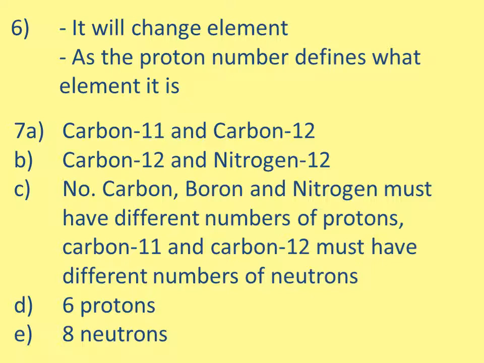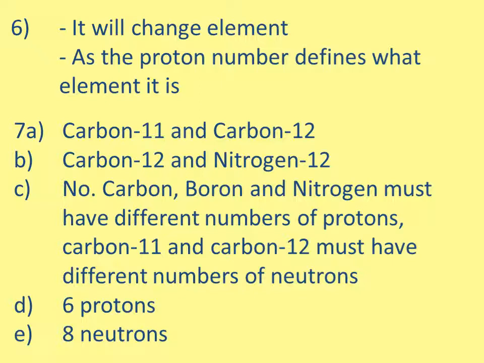Question C. Do any of them have identical nuclei? The answer is no. Carbon, boron, and nitrogen, they must have different numbers of protons because they have different names. So carbon, boron, nitrogen have different number of protons. Also, carbon 11 and carbon 12 must have different number of neutrons because they are isotopes of each other.